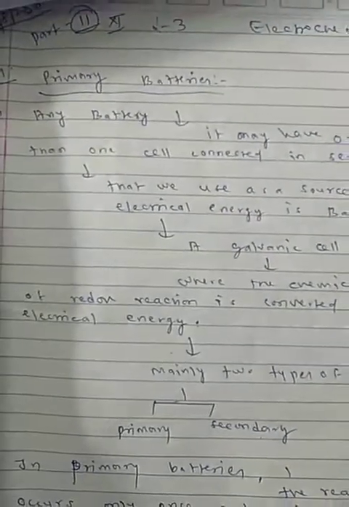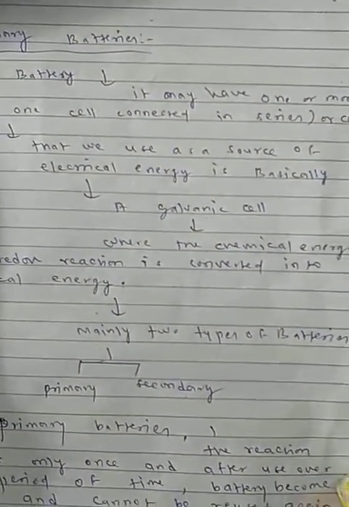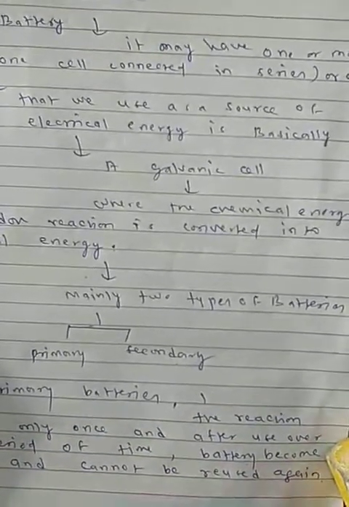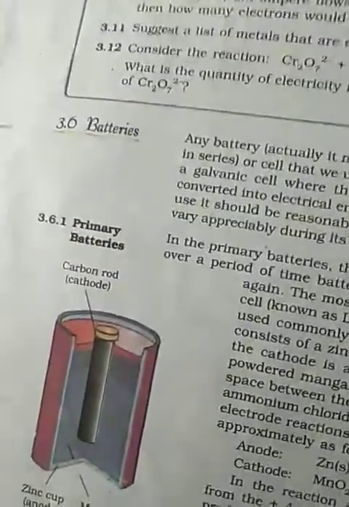Any battery may have one or more than one cell connected in series. A cell that we use as a source of electrical energy is basically a galvanic cell, where the chemical energy of a redox reaction is converted into electrical energy. There are mainly two types of batteries in your course, primary and secondary. Now I am starting my topic with 3.8.1 primary batteries.